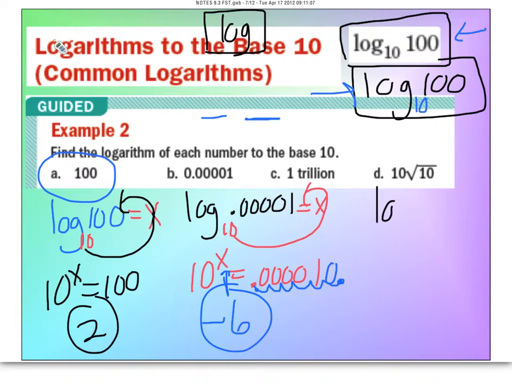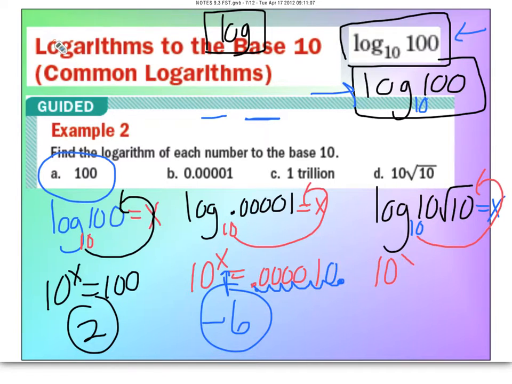So D is log base 10 of 10 times the square root of 10. Again, let's put the little 10 in there because they don't, and rewrite it. So to rewrite it, it's 10 to this power equals that. So 10 to some power equals 10 times the square root of 10. Now this one's a little tricky in that they have 2 10s here. What I'm going to do is rewrite this radical symbol as an exponent. Let me just do this. 10 to the x is 10 times 10 to the 1/2.